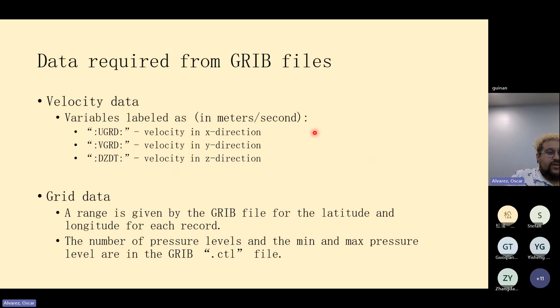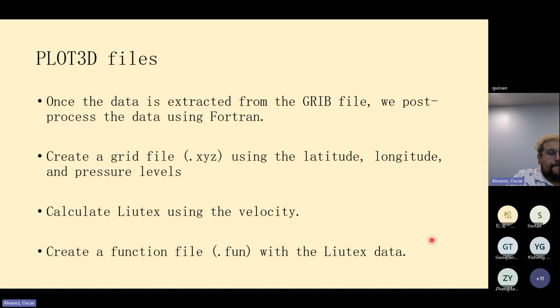So what do we need from the grid files? Well, for Liutex, all we need is the velocity data and the grid data. In the grid files, the variables that we need are velocity in the X, Y, and Z direction, and these are the labels they're given in the grid record data. So I look for these and collect it all. The grid data is the longitude, the latitude, and the height. But height is not really given; it's given to us in altitude. So we get the longitude, latitude, and then the pressure levels. Once the data is extracted from the file, we post-process the data using Fortran.